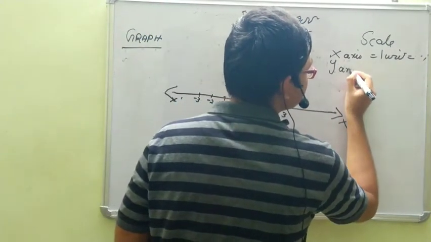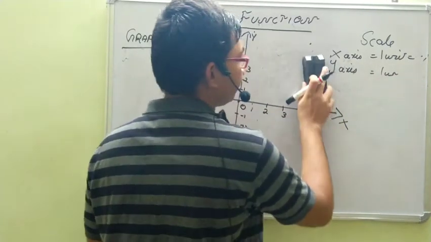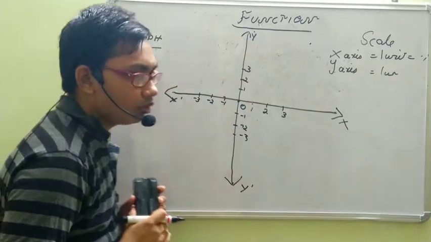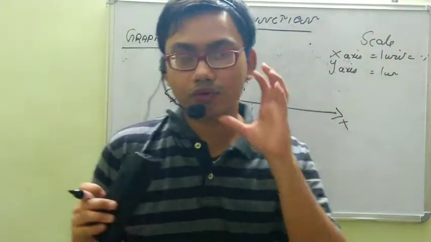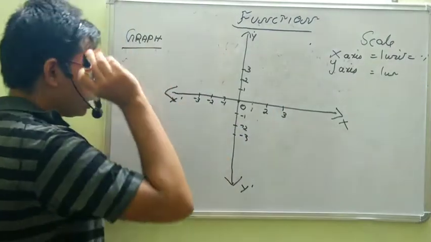Y-axis: 1 unit is equal to 1, like that we can write. This is the scale. Now how will we represent the function we studied, y is equal to 2x plus 1, in this graph?